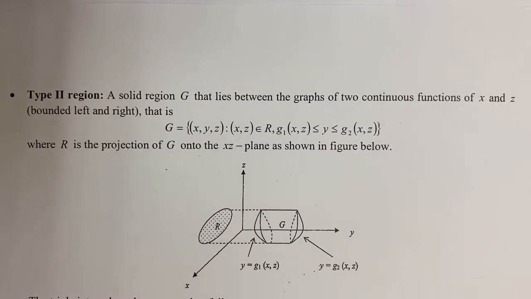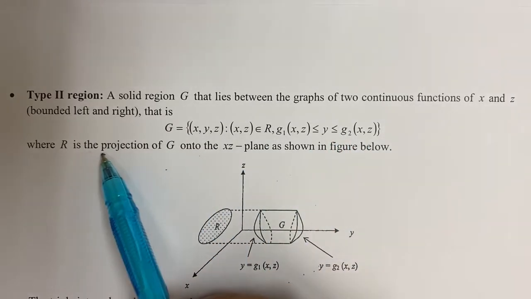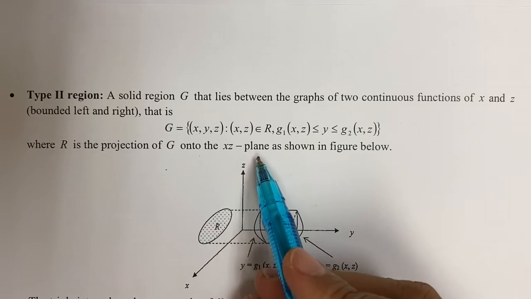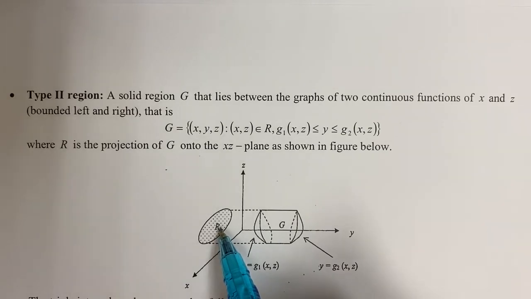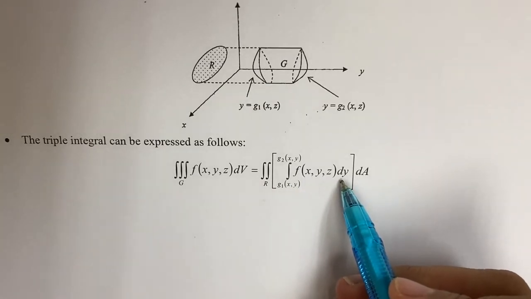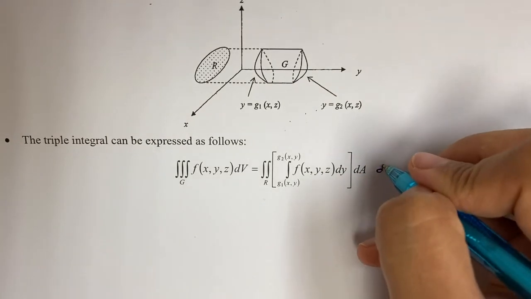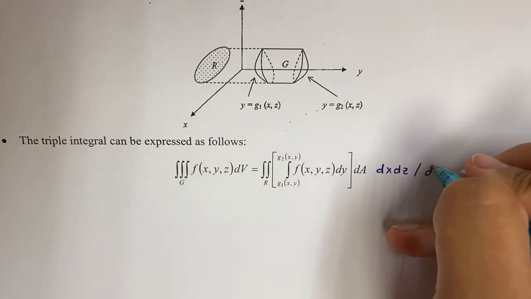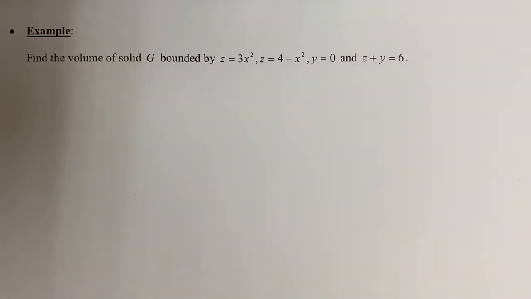Moving to a type 2 region, a solid region G lies between the graphs of two continuous functions, again of x and z, bounded left and right. This is the domain for G, where R is the projection of G onto the xz plane. So basically for a type 2 region, the base is on the xz plane. The triple integral can be expressed as follows. We solve for dy first, as dy is the height of the solid, and then followed by dA. dA can be either dx dz or dz dx. This is for a type 2 region. An example for a type 2 region.